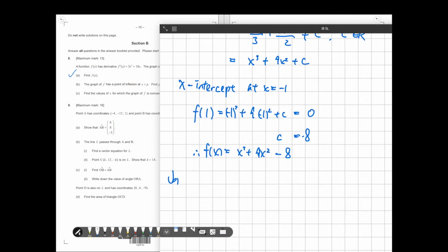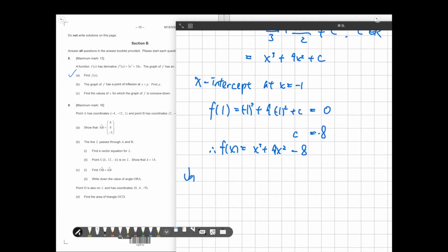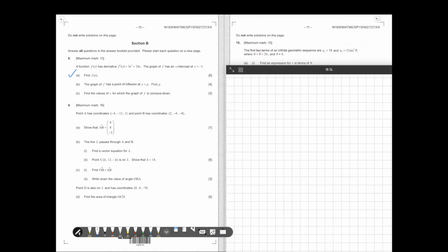For part B, it is asking the graph of f has a point of inflection at x is equal to p. So what is a point of inflection? Do you know about that? What is a point of inflection? I think I need to have a next page to have a further elaboration.